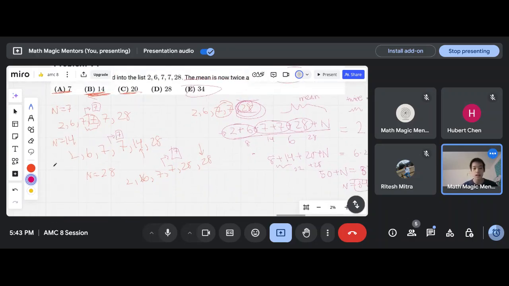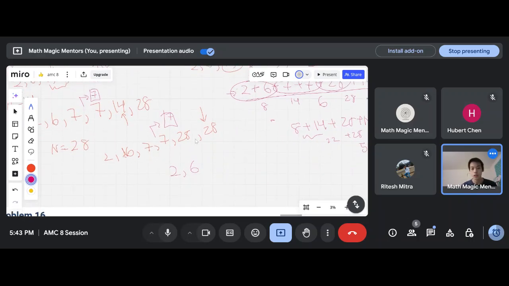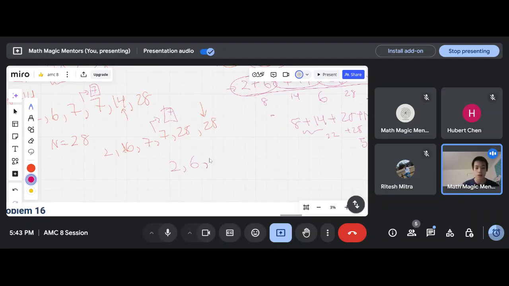And we can see that even if we insert our new number, it's going to look like 2, 6, 7, 7, 28, and 34. We can verify that the median is 7 because it's just the average of the middle two terms. And since the middle two terms are the same, the average is just 7.